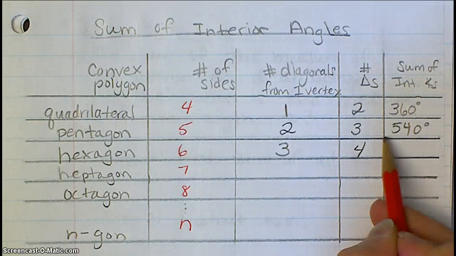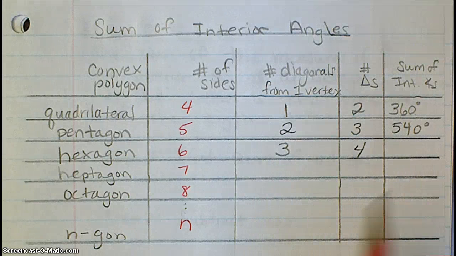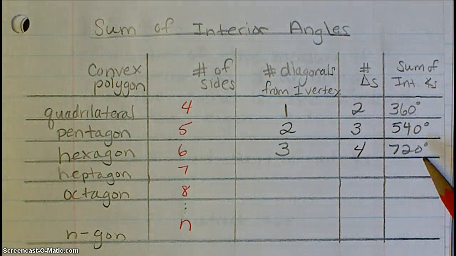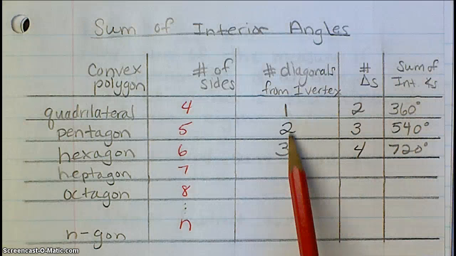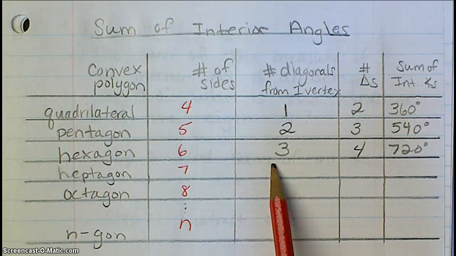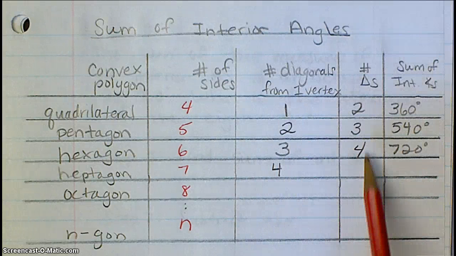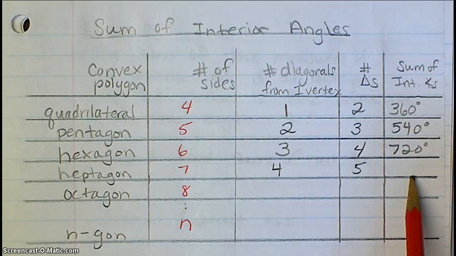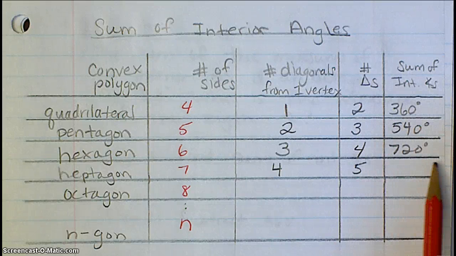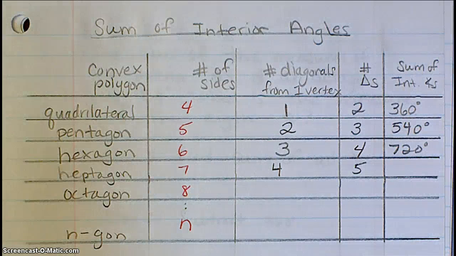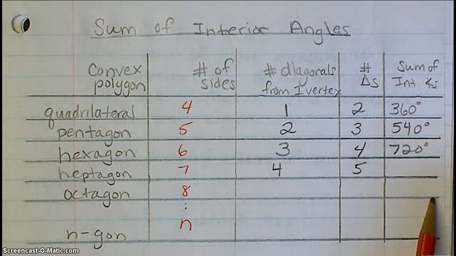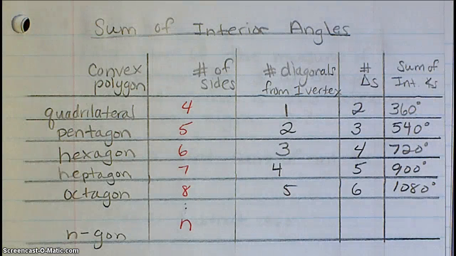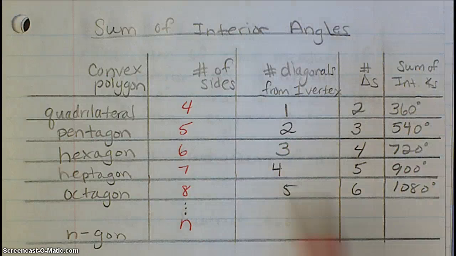And what do you think is going to go in this box? Good. If you said 720, then you got it right. Okay, so some of you are already starting to form a pattern. For a heptagon, a seven-sided shape, we're going to have four diagonals, five triangles, and what do you think is going to be the sum of interior angles? Take a second and see if you can finish this chart for the octagon as well. Good.